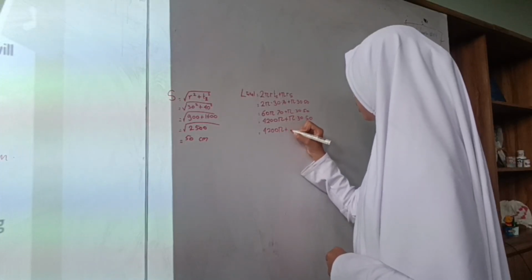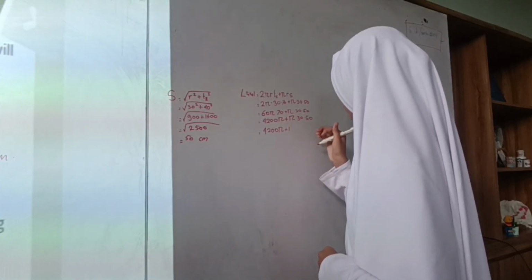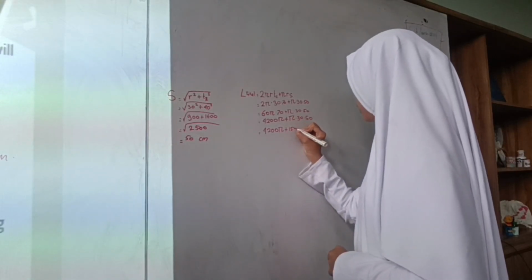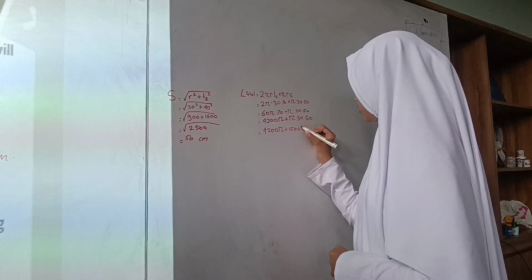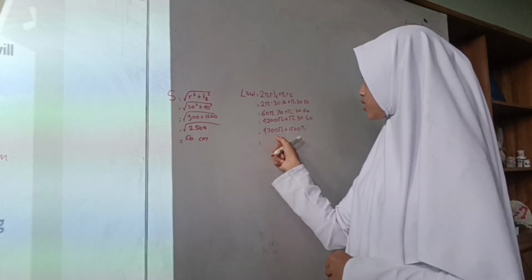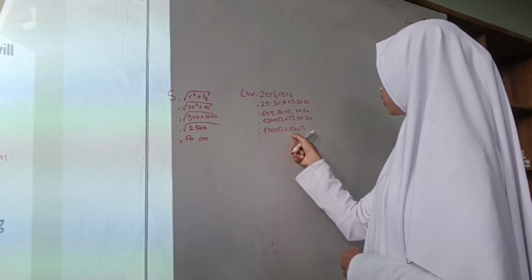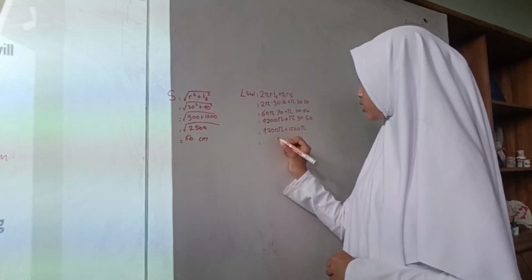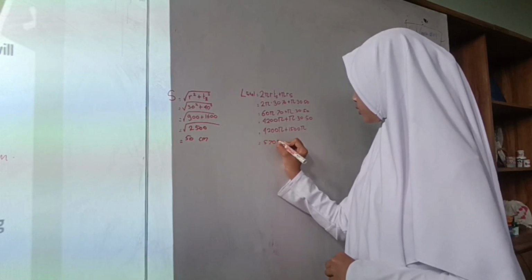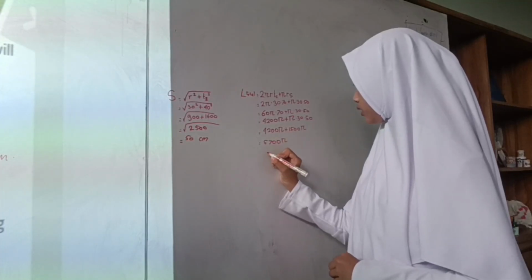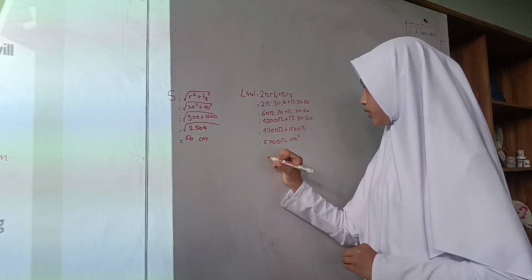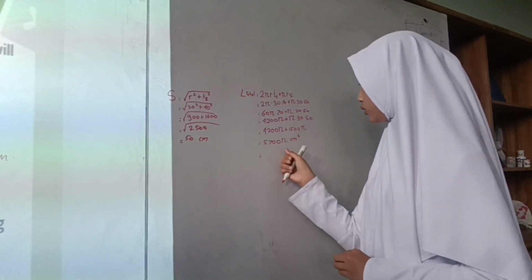So 4,200 pi add with 1500, which becomes 5,700 pi centimeter cube. So we will add it with the pi.